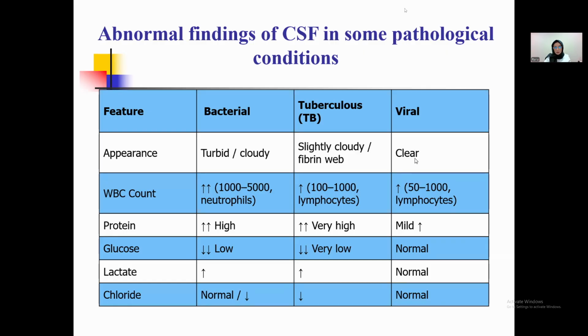Viral will be clear, without any turbidity and without any fibrin web. Usually we have lymphocytes, mild protein, and sometimes normal glucose, normal lactate, and normal chloride. Usually viral is always normal, except sometimes we have a little bit of mild protein, but usually not too much, and we have some high lymphocytes.